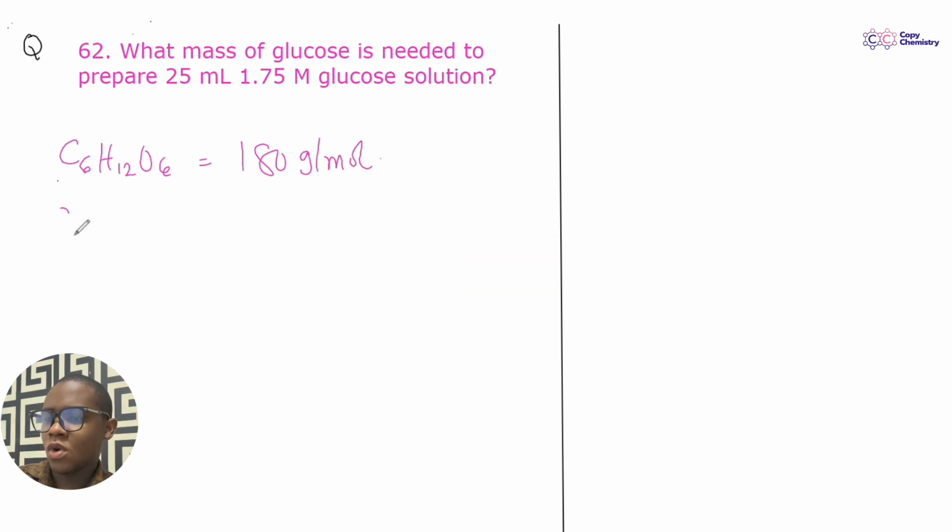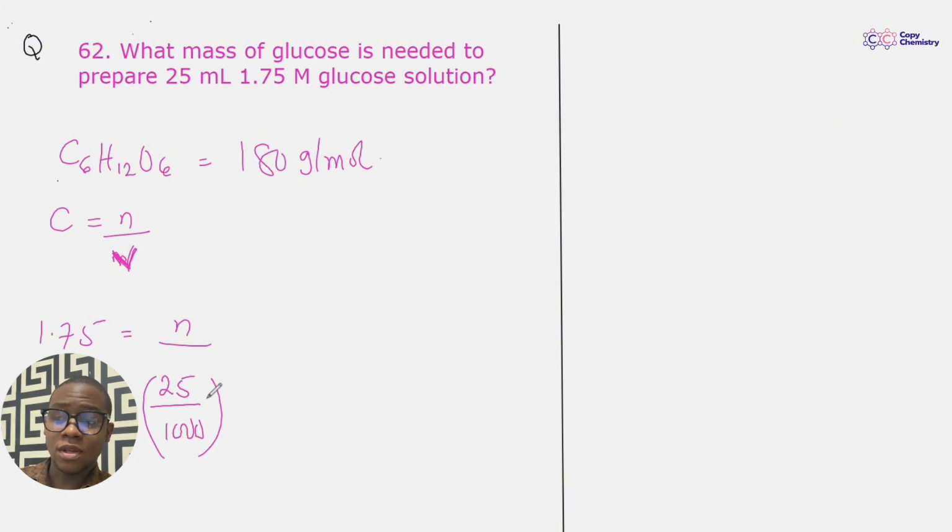That's good to know. So the concentration is the number of moles divided by volume. I mean moles of solute, and volume of solution. So if the concentration is 1.75 and the volume of the solution is 25 ml, which you can divide by 1,000 to make that liters, and you have that already, it means that we can get the number of moles.